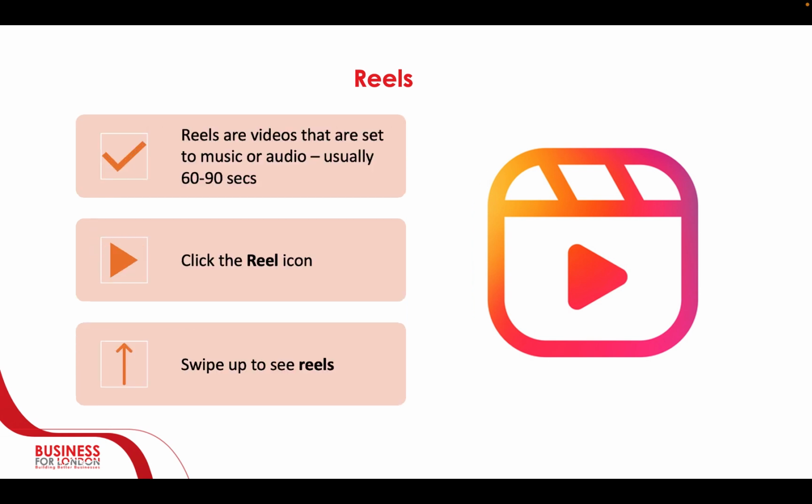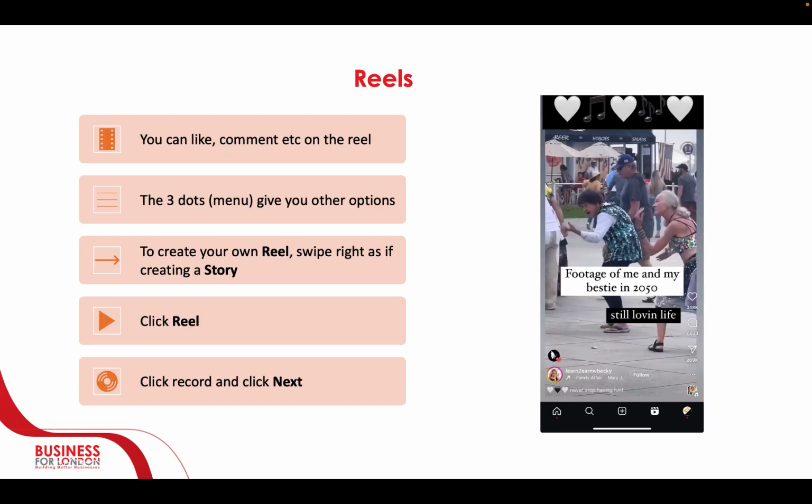Reels are usually videos that are 60 to 90 seconds in length. If you want to see reels that already exist on Instagram, you basically click on the reels icon, and then as you swipe up, you'll see other people's reels that are on Instagram. You can like, comment, and share reels with people that you're connected to. The 3 dots here that are on reels will give you a bunch of other options.